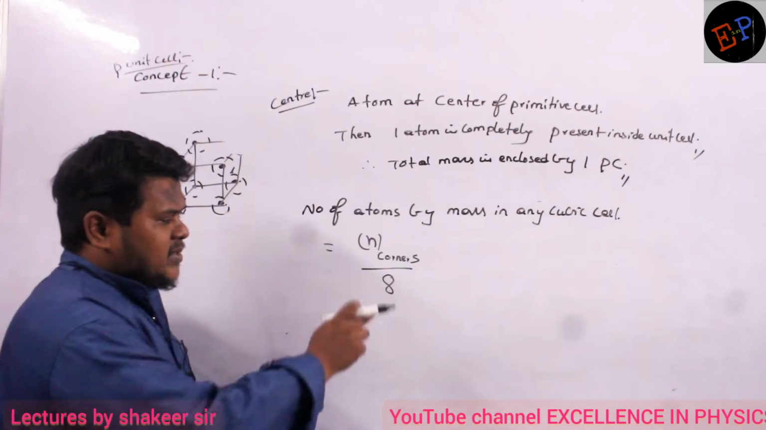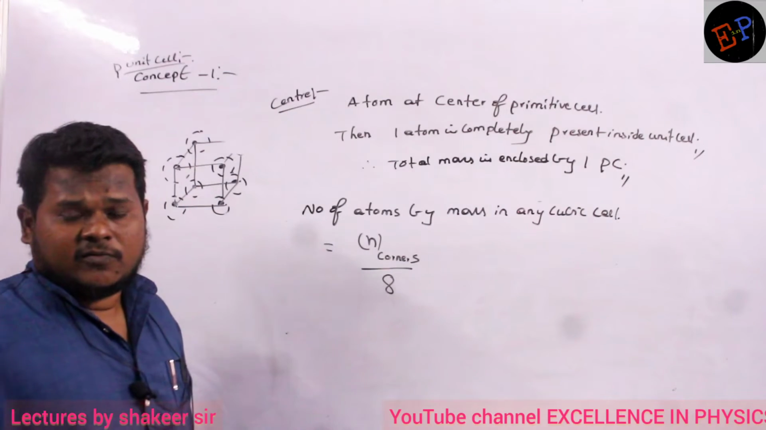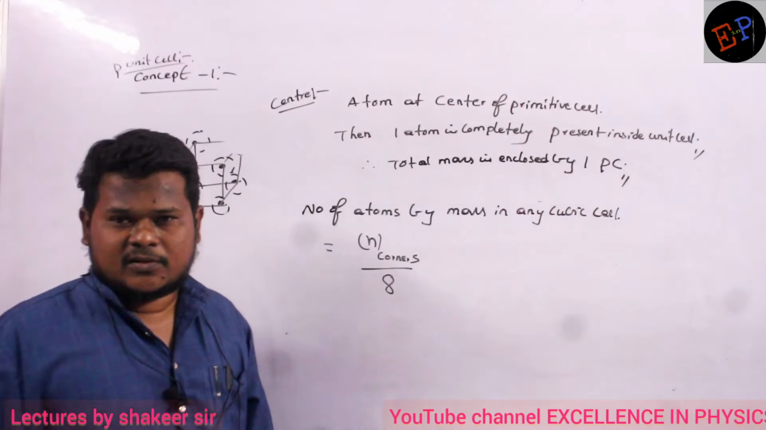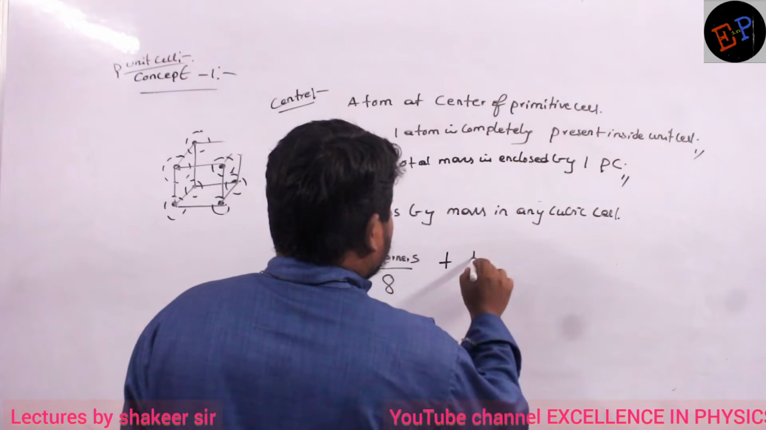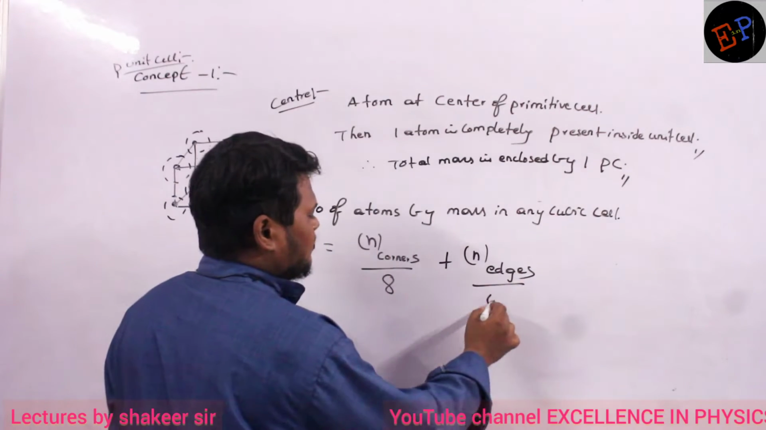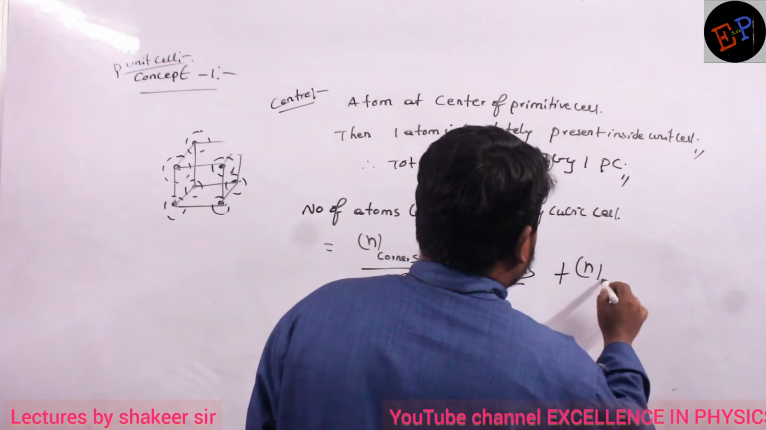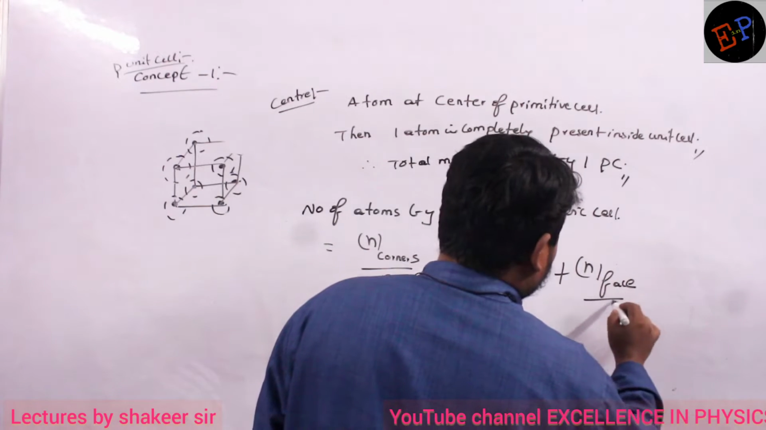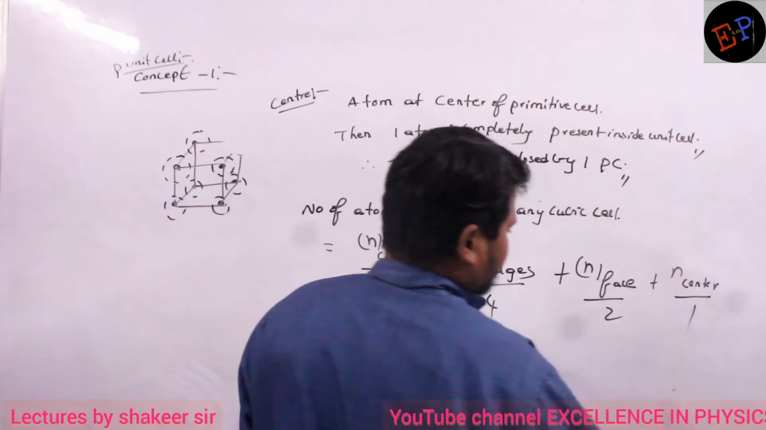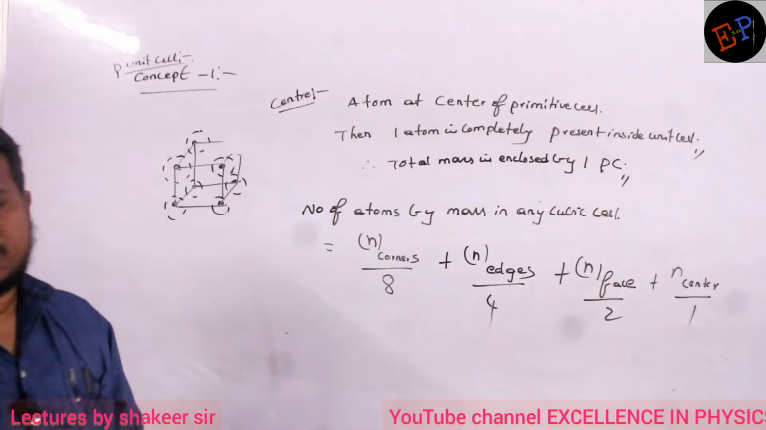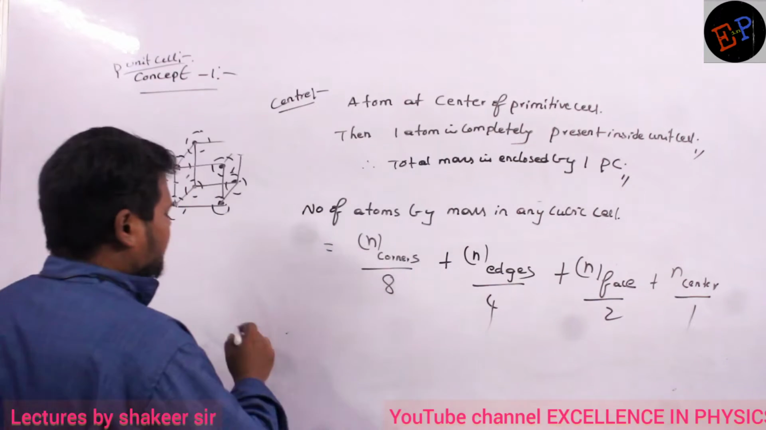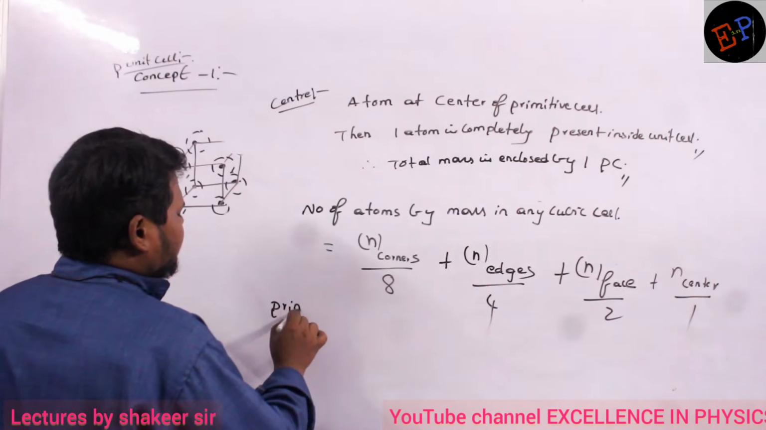Are you able to understand? Because each corner atom will give only 1 by 8th of its mass inside the primitive cell. Clear ma? Similarly, number of atoms present at edges divided by 4. Number of atoms present at face divided by 2. Number of atoms present at center divided by 1. This is the formula. Clear? Now we do the calculation for the primitive unit cell.